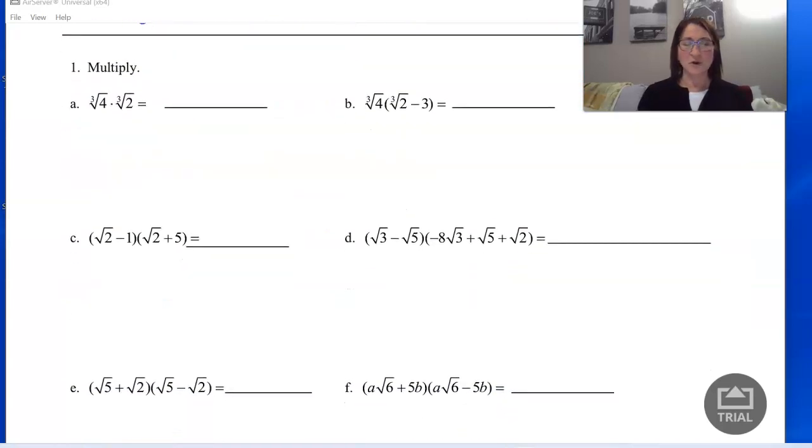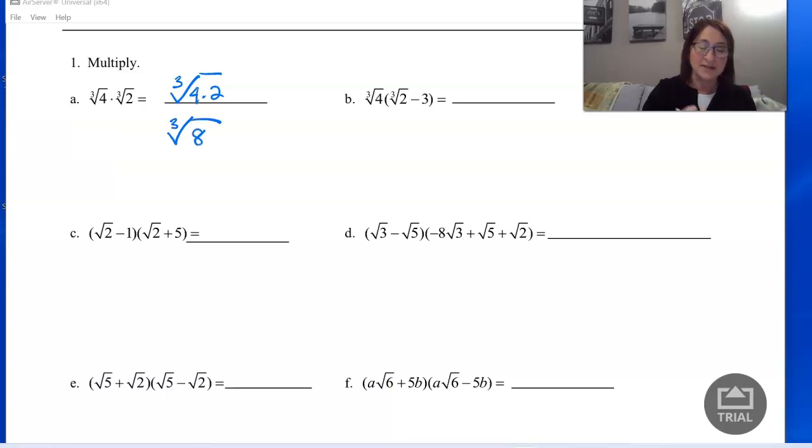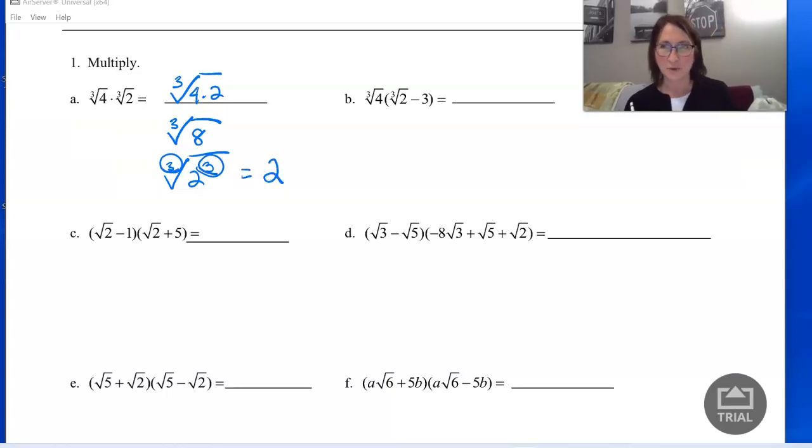All right, let's go to some more examples. Let's look at the cube root of 4 times the cube root of 2. And so I can take my cube root, multiply 4 times 2, and so that's going to give me the cube root of 8. Well, I know that 8 is the same as 2 cubed. And if my exponent and my index match, then I can take out the cube root. And so I can simplify that to 2.